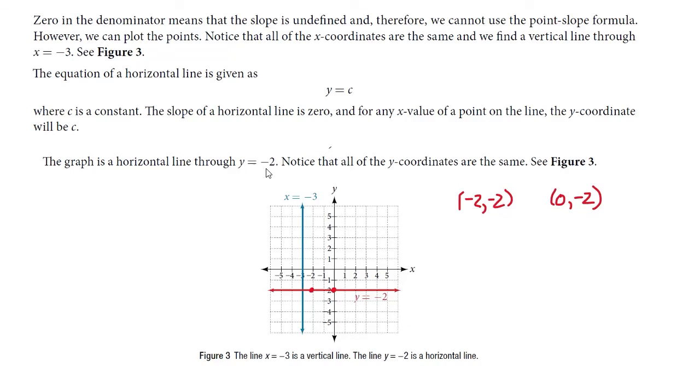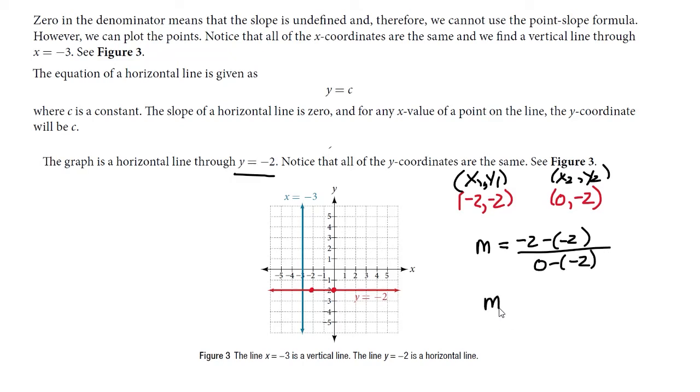Now we're going to consider the horizontal line, y equals -2. There are 2 points that I've pulled out from this line: -2, -2, we'll call that x1, y1, and the point 0, -2, so we'll call that x2, y2. And now we'll find the slope of this line. So we have -2 subtract -2 divided by 0 subtract negative 2. So the slope of this line is 0 divided by 2.